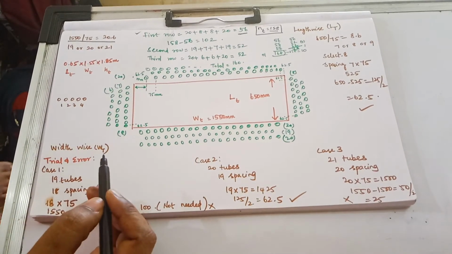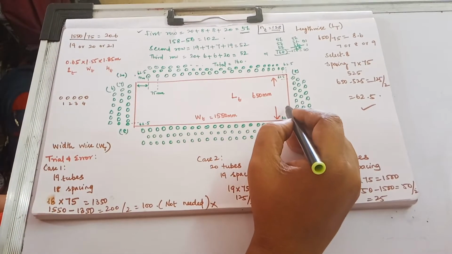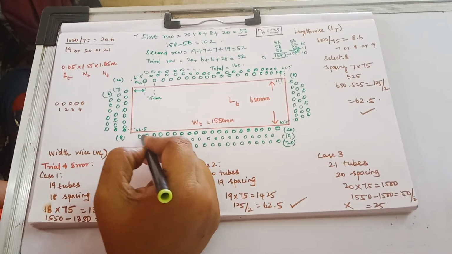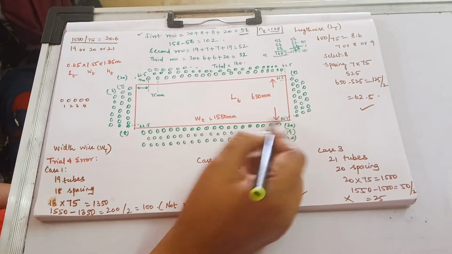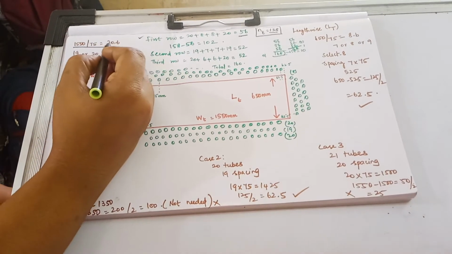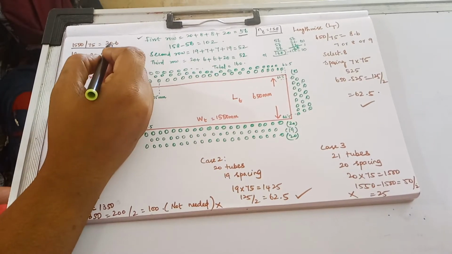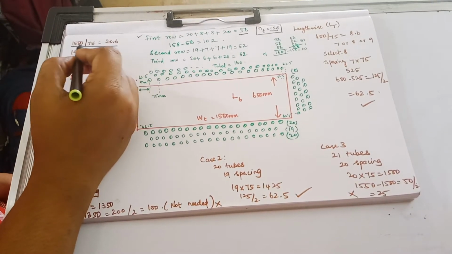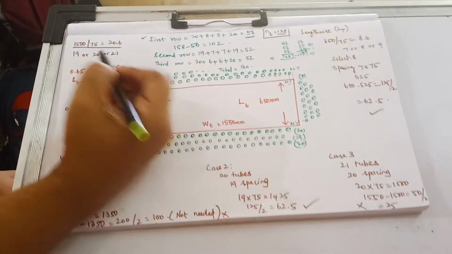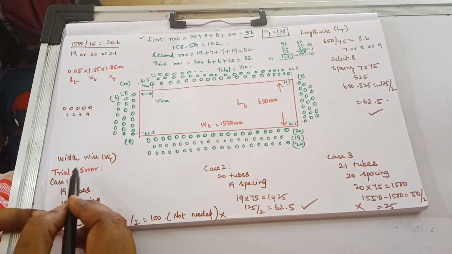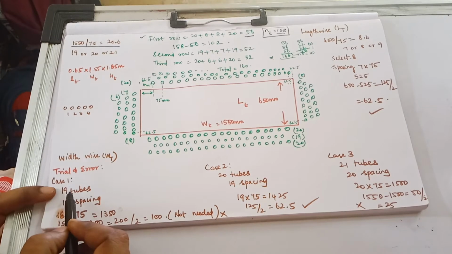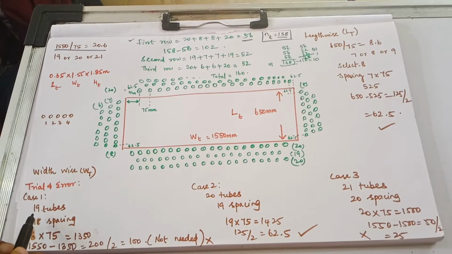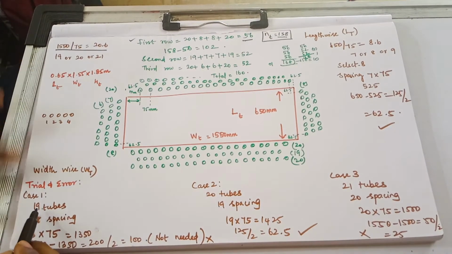It's a basic concept. I told you that the distance is 1550 and the distance between two tubes is equal to 75. Based on that, I can find the maximum number of tubes on one side. 1550 by 75 is equal to 20.6, so either I can select 19 or 20 or 21. Using the trial and error method, I can select one. Case 1 is for 19 tubes, case 2 is for 20 tubes. First I am considering 19 tubes.